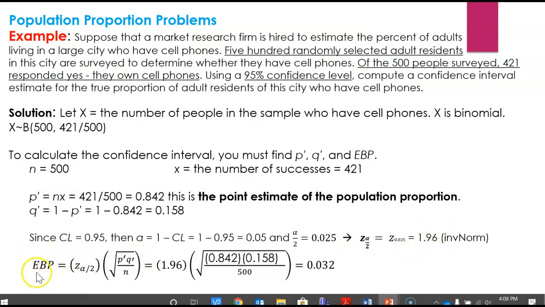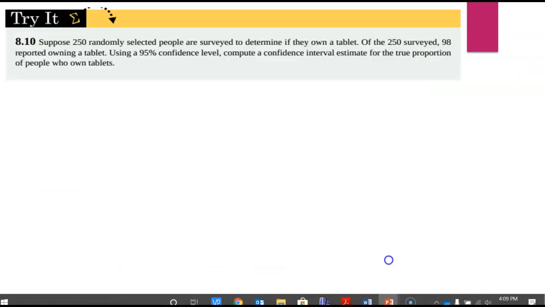And our error bound for the population will be z of alpha over 2, which is 1.96, times the square root of p prime, 0.842, times q prime, 0.158, divided by our population n, 500. That gives us 0.032, and the 95% confidence interval is p prime minus EBP, p prime plus EBP, or 0.810 to 0.874. So this is very similar to the other calculations we've done.